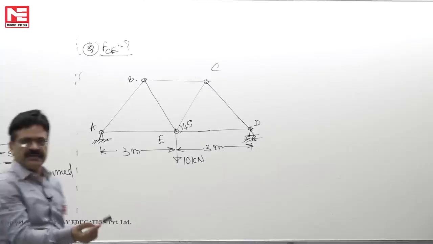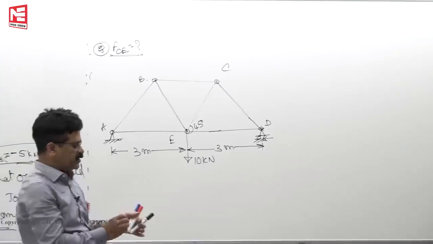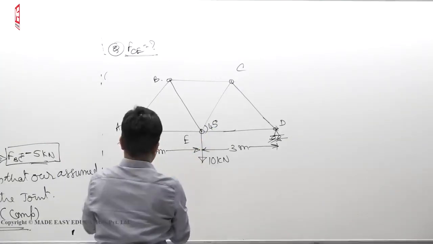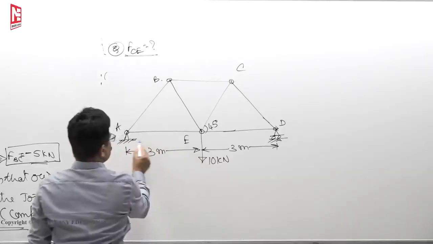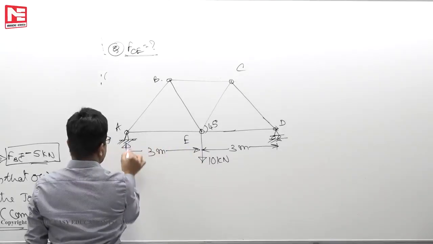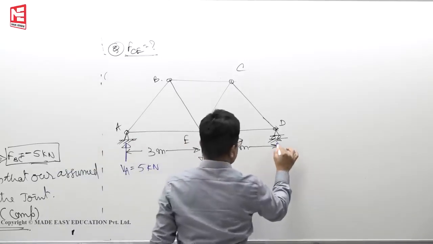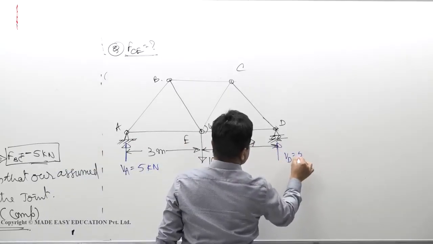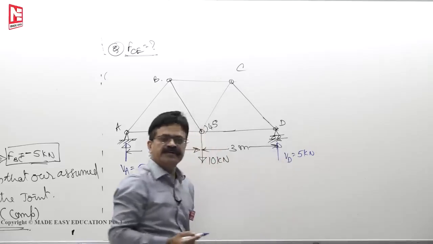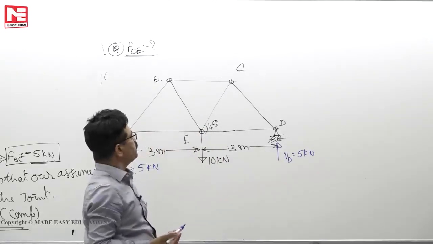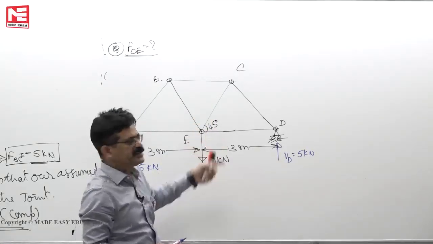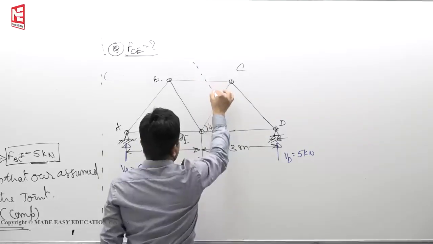Now I will read out the 2-step procedure. First step is to find the support reactions. Because the loading is symmetrical, reactions are equal. So VA is 5, VD is 5. So the first step is over. Second step, cut the member CE by a section 1-1. So I will cut like this.